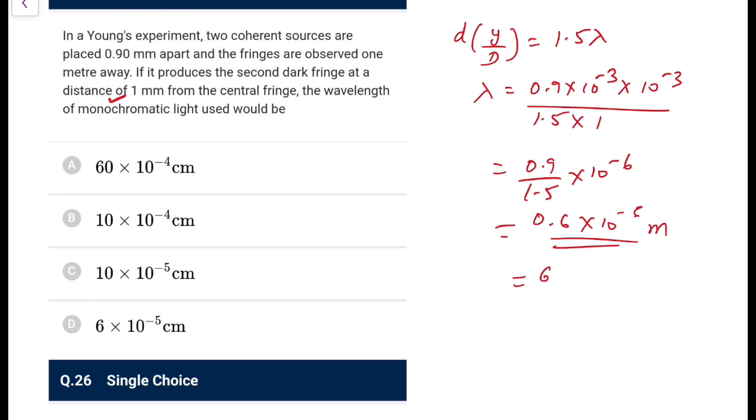So this becomes 6 into 10 to the power minus 7 meters, multiplied by 100, so it would be 6 into 10 to the power minus 5 centimeter. That is the answer you will write.